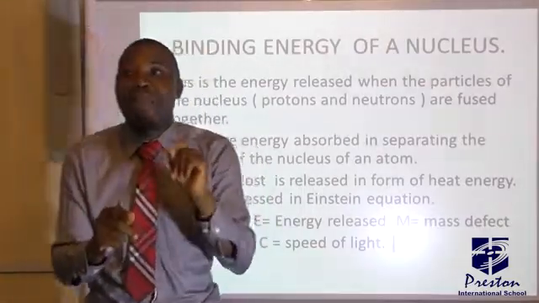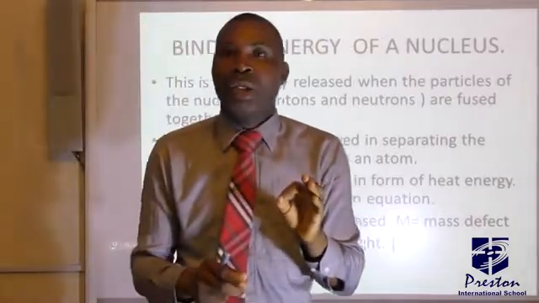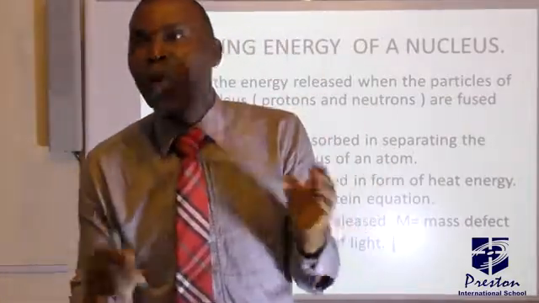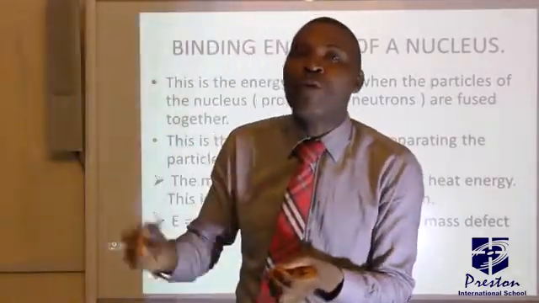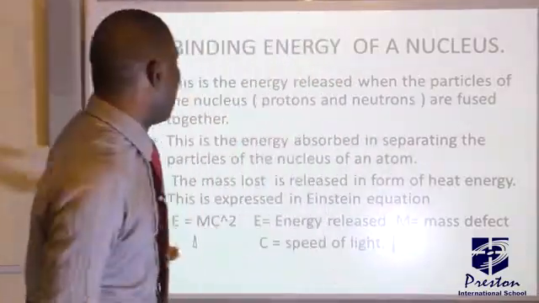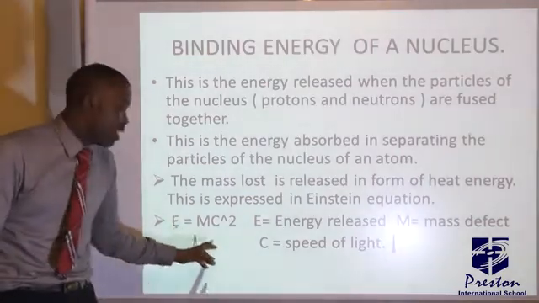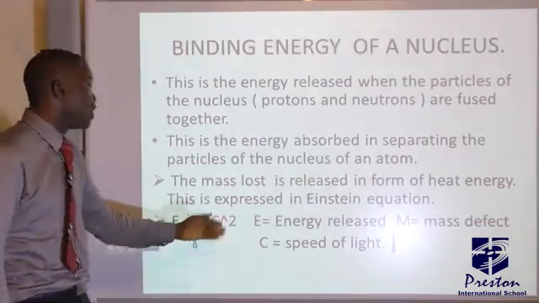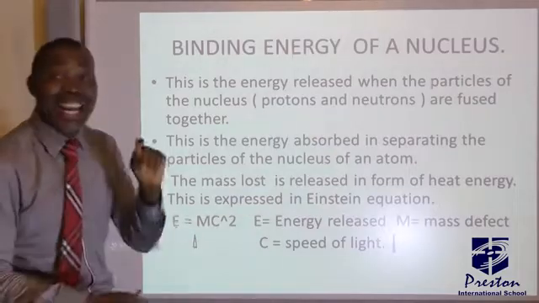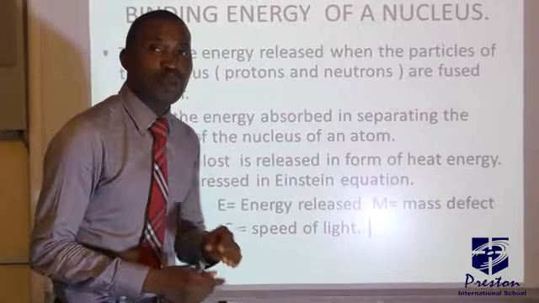This energy came because of that mass that was lost, the mass that was given off, which we call mass defect. It goes off in the form of energy, in the form of heat energy. And Albert Einstein helped us with an equation that relates the energy and the mass. He said E equals mc squared, where E is the energy released, m is the mass defect, and c is the speed of light.